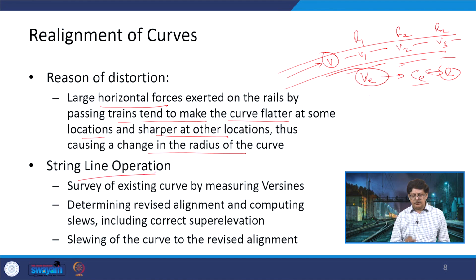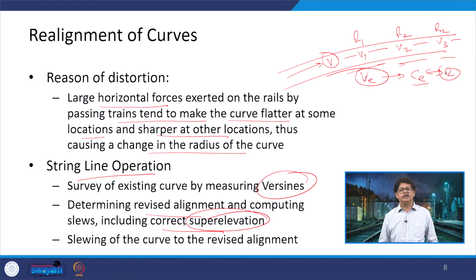Now, what is the string line operation? Let us look at that. This is a survey of the existing curve by measuring the Versines, determining revised alignment and computing slews. Slews means the difference between the actual alignment and the alignment which should have been there, and the differences in that as we discussed here, including the correct super elevation, that also is one component which is calculated along with the Versines. So, the two things which are calculated at any of the Versine station is what is the super elevation and what is the value of Versine.